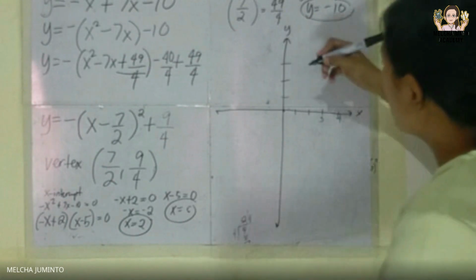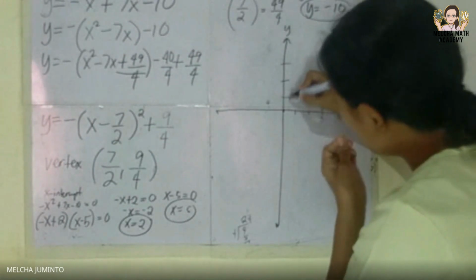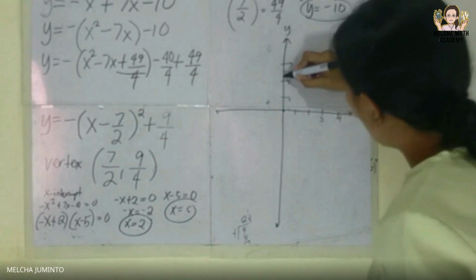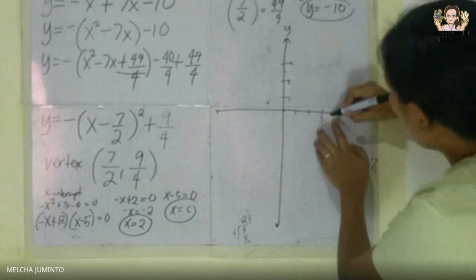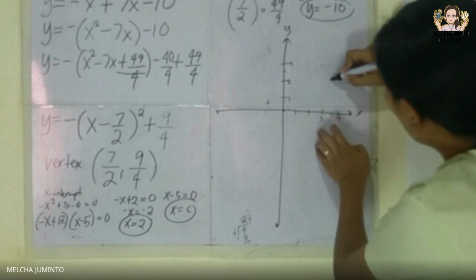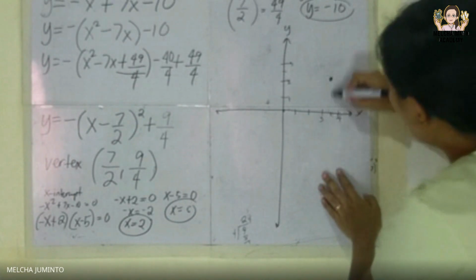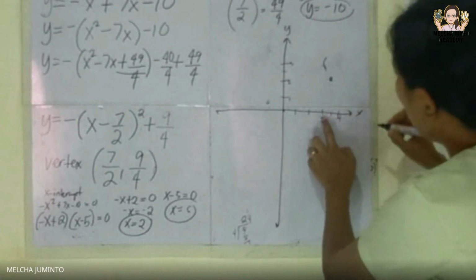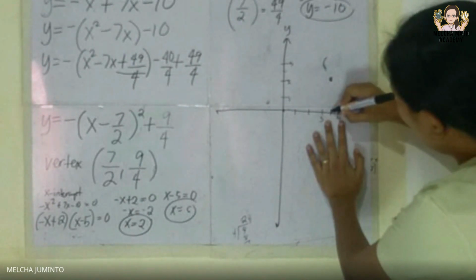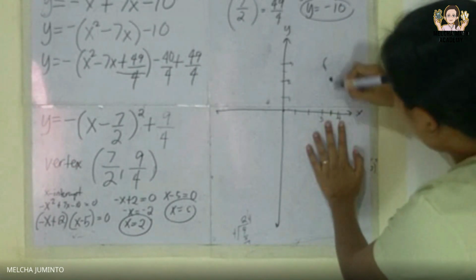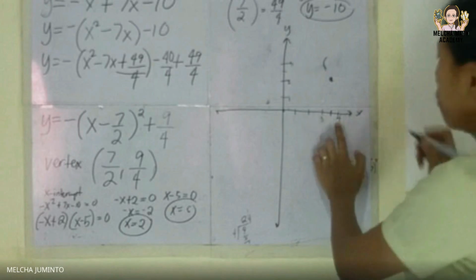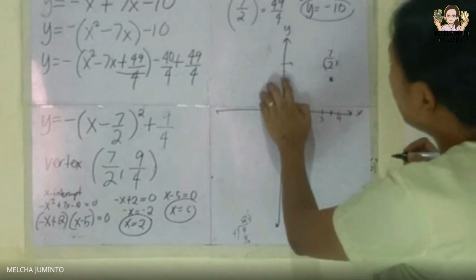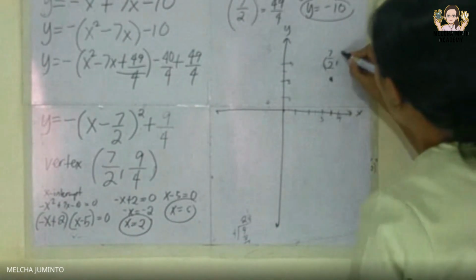2 and 1 fourth, if this is 1, this is 2, this is 3. 2 and 1 fourth is somewhere here. So the intersection of 3 and 1 half. So this is the point, the vertex. 3 and 1 half. Okay. Tapat ng 3 and 1 half ito. 3 and 1 half is between 3 and 4, so 7 over 2. And then 2 and 1 fourth dito. Ito yung 9 over 4.